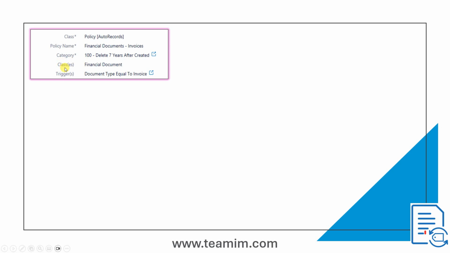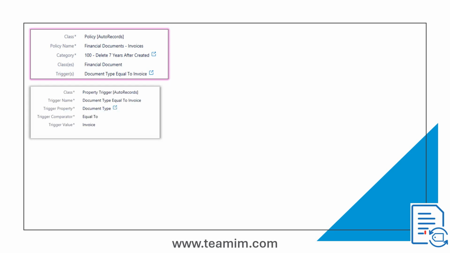For the class, we're going to specify the financial document class. As you'll recall, there were many types of documents within the financial class, so we'll need to refine our policy with a trigger. Think of a trigger as a filter. Only documents that meet the criteria will be triggered to get this policy assigned. In this case, we'll create a property trigger that looks at the document type.